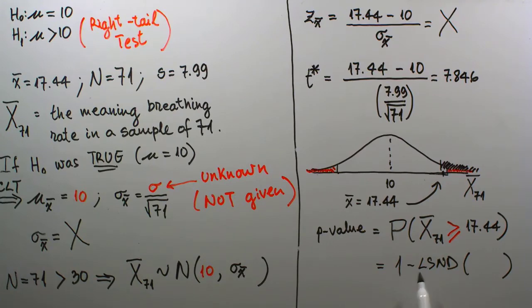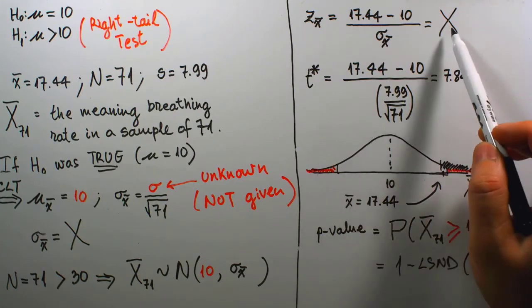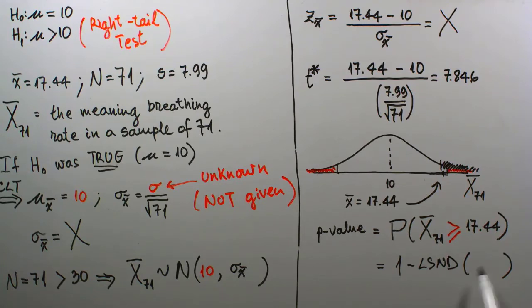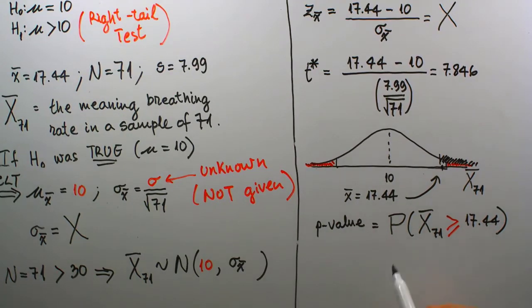But since we don't have a z-score, we won't be able to run the LS&D program, because the LS&D program will ask for a z-score, and we won't have a z-score value to give it. So since we can't run the LS&D program, we come up with a workaround. Instead of using the LS&D program, we are going to use the program called LTCDF, where running it will ask for a t-score.